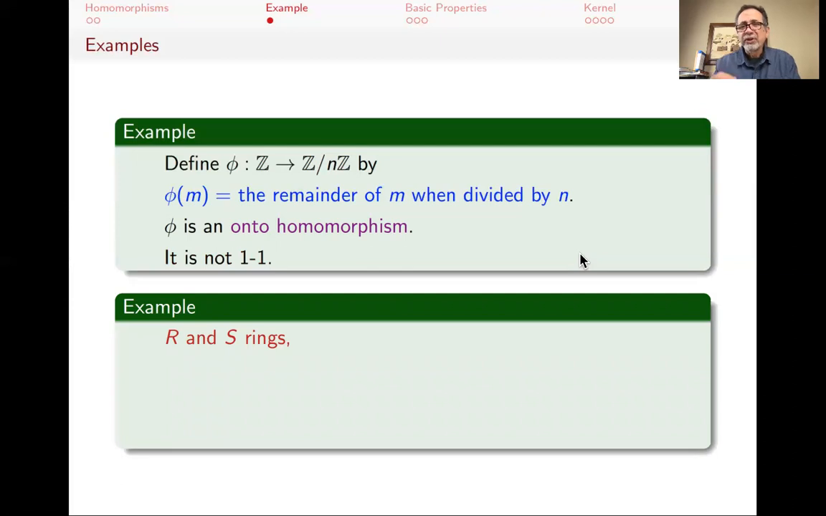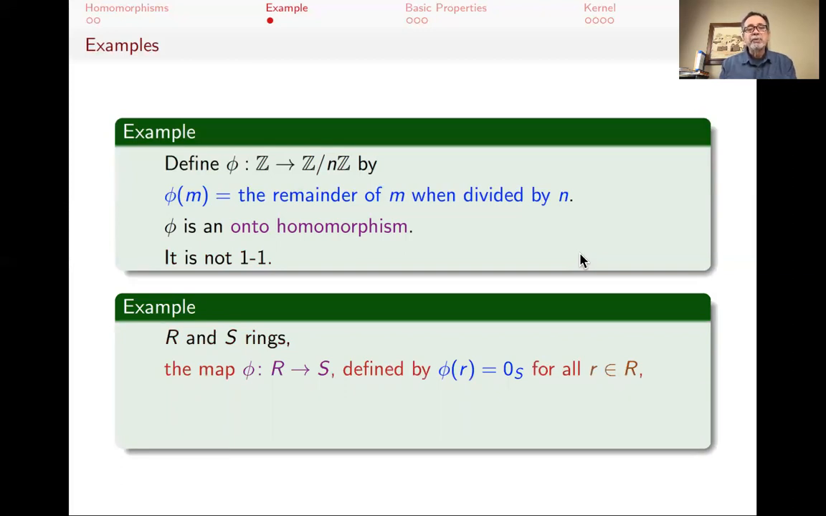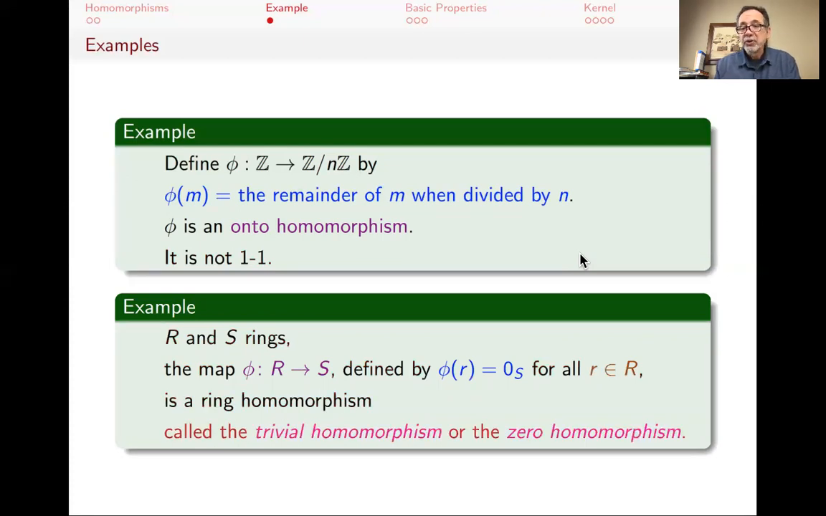Another more trivial example is that if you have any two rings, then you can define a very silly map, which is to send every element of the domain R to the zero of the codomain. Whatever the ring S is, it will have a zero. And so you might want to send everything to zero. And that will certainly be a homomorphism as well. It's called the zero homomorphism or the trivial homomorphism when you send everything to zero. Of course, it's not onto unless S is just the zero ring, a ring with one element. And certainly it's not one-to-one, again, unless R is just the ring with one element.